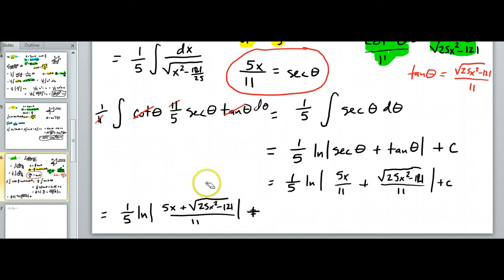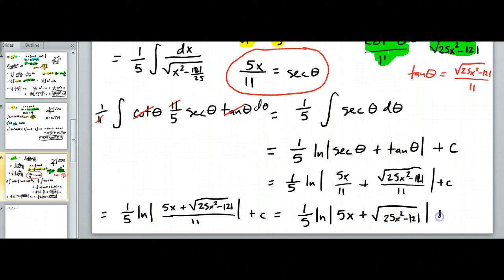And then a property of, I mean not limits, but natural log says if I have a log of a quotient like this, I can take the log of the top and subtract the log of the bottom. But because the log of the bottom is just a constant, it's going to get gobbled up by that plus c. So we just simplify it down to this.